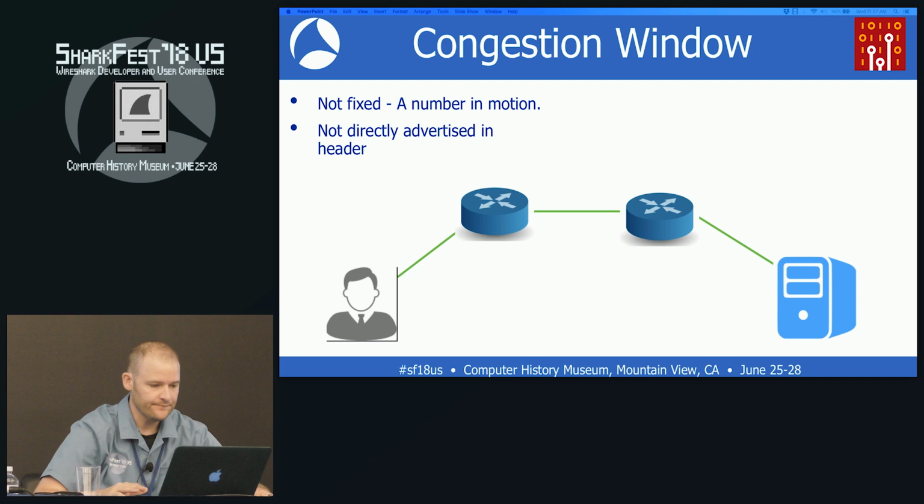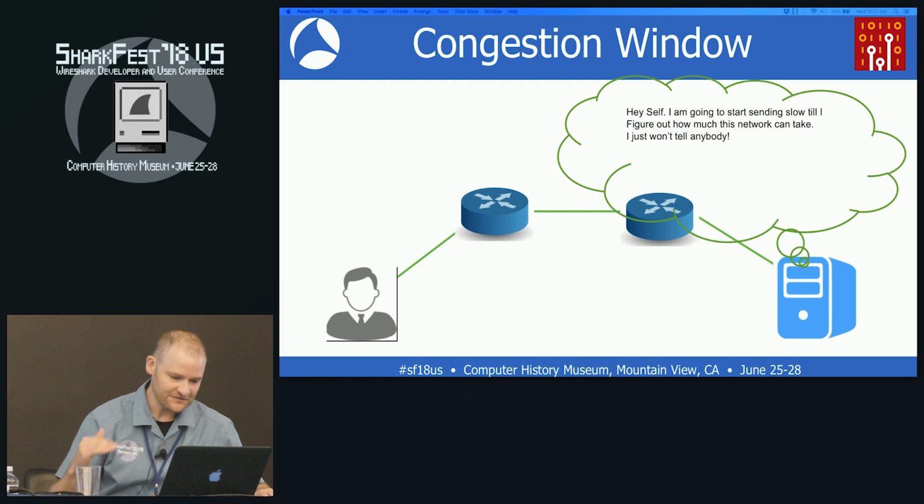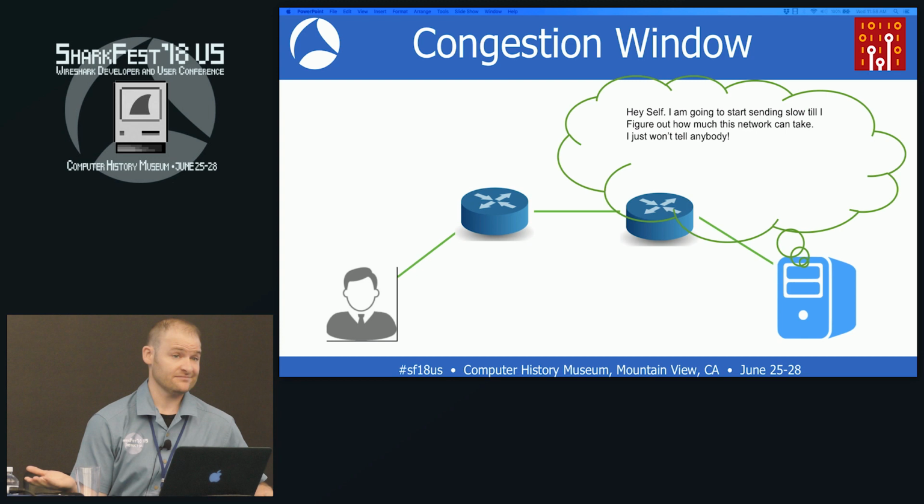Right here, the server is saying, hey self, I'm gonna start sending slow until I figure out how much this network can take. I'm just not gonna tell anybody how much that is. We gotta figure that out from the trace itself. So let's go ahead and see this in play.